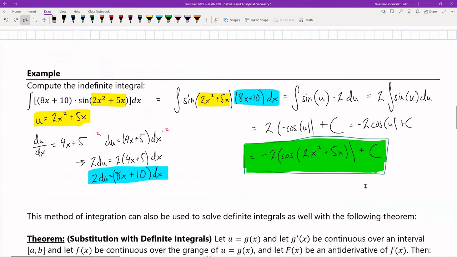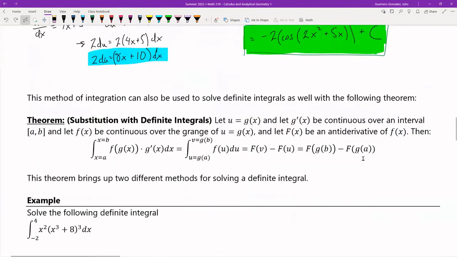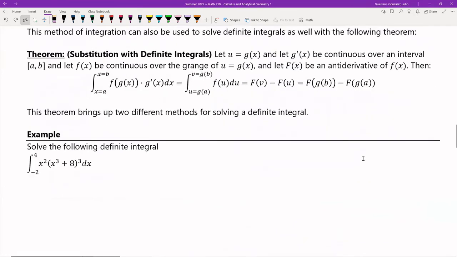Okay. So now that we know how to do indefinite integrals, let's move on to doing definite integrals with u substitution. Same idea: we let u equal g of x, where the derivative shows up in the integrand somewhere. Let little f of x be continuous over the range of g of x, and let big F of x be an antiderivative of little f of x. Then you have this equality.